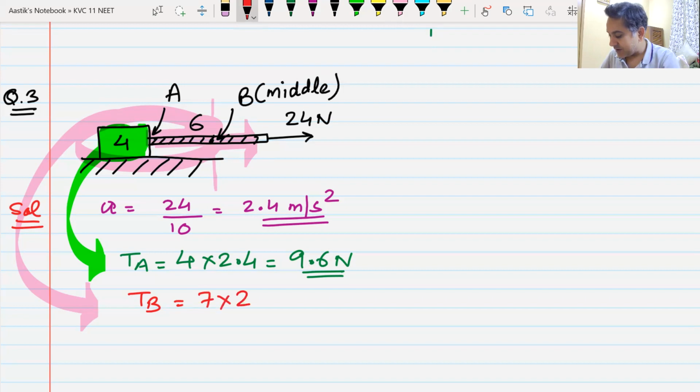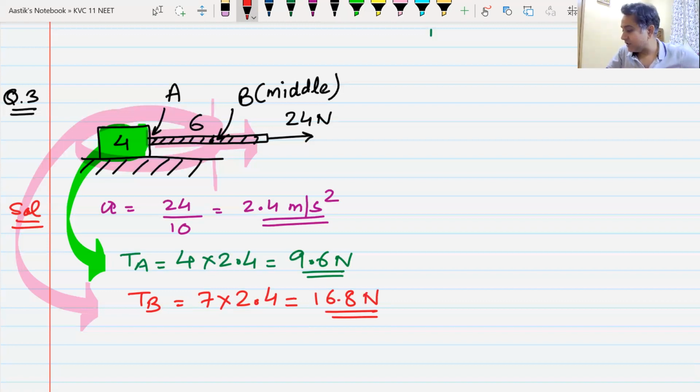Multiply 7 by 2.4. Whatever you get, what do we get? 16.8. Is that so? Yes. 16.8 newtons is the answer. Do we understand this, everyone?